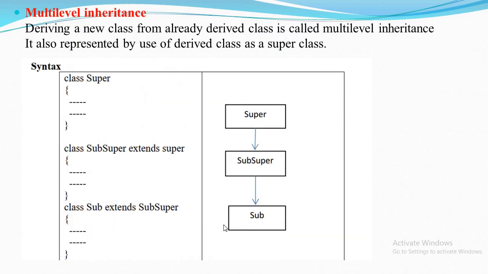Next is multilevel inheritance. Deriving from another derived class is known as multilevel inheritance. Here the class A, the superclass, is extended by the sub-superclass. Again, class sub extends the properties of the sub-superclass.